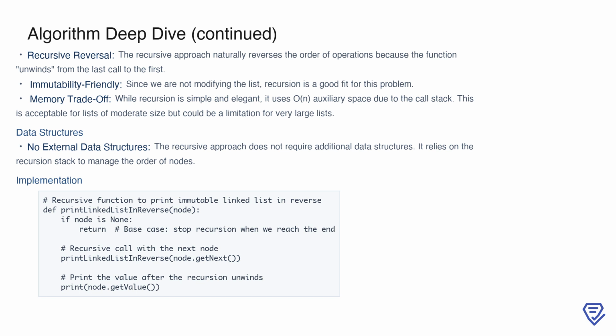As the recursion unwinds, it allows us to print the nodes in reverse order without explicitly modifying the list. This makes it a perfect fit for the immutability constraint, as we don't need to alter the data structure or use any external storage. However, the trade-off is the O(n) auxiliary space used by the recursion stack.